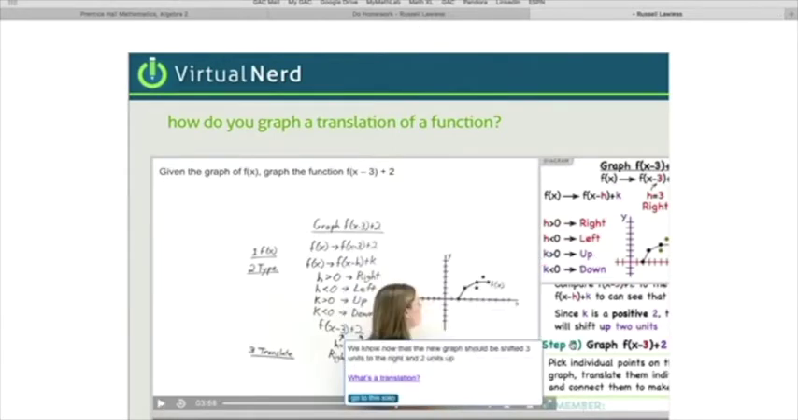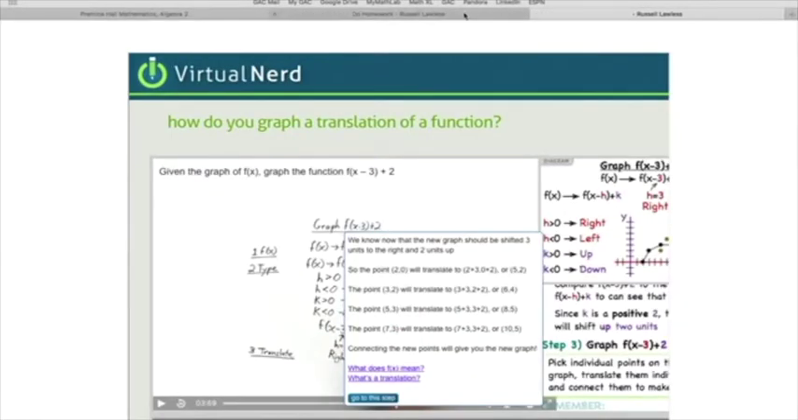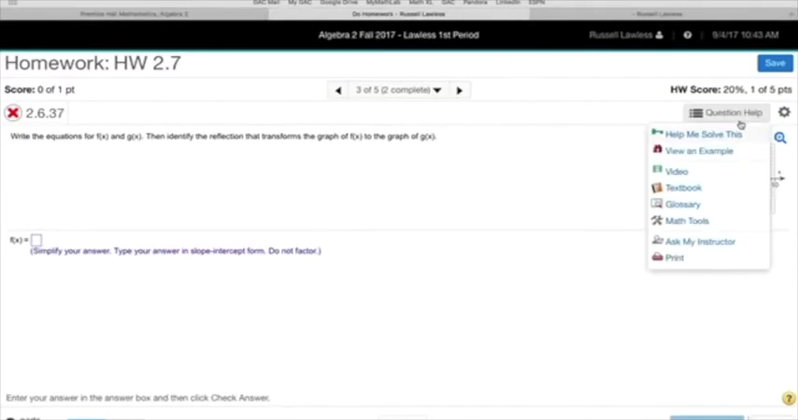You can't really read here, but let's say you want to go to step 3, what's the translation? I'll click there and it'll take me to what is a translation in a video and what that is. So a lot of resources here as far as videos, but let's say you even need some more help.